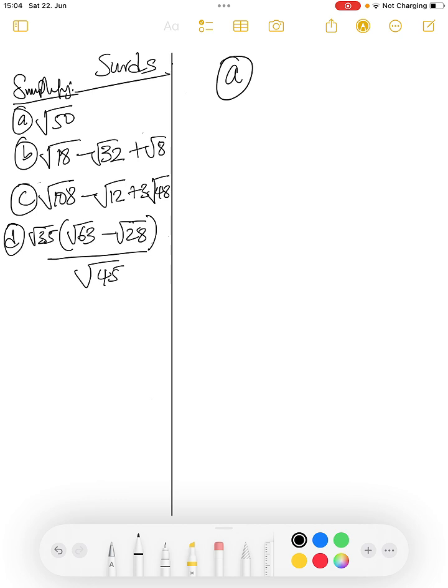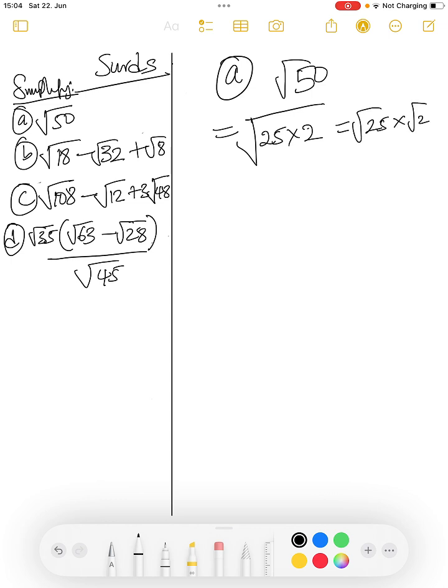We go to the first one, which is evaluate root 50. Root 50 is the same thing as root 25 times 2. That's 25 times 2 will give you 50. You can separate it: root 25 times root 2. Root 25 is 5. So 5 root 2. This is just the basic expression.